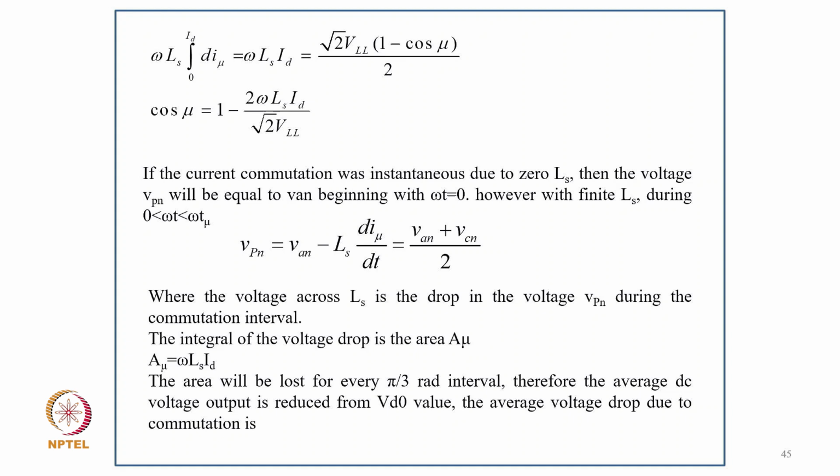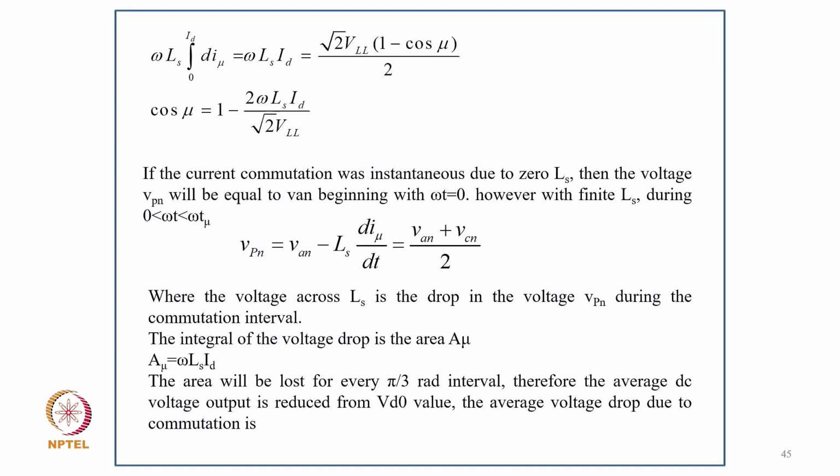And if the current commutation was instantaneous due to zero LS, then the voltage VPN will be equal to VAN beginning with omega t. However, with the finite LS during omega t 0 to omega t equal to mu, then VPN equal to VAN minus LS di_mu upon dt equal to VAN plus VCN by 2. So the voltage across LS is the drop in the voltage VPN during the commutation interval, and the integral of the voltage drop, the area A_mu, equal to omega LS ID, and this area will be lost for every pi by 3 radian interval.